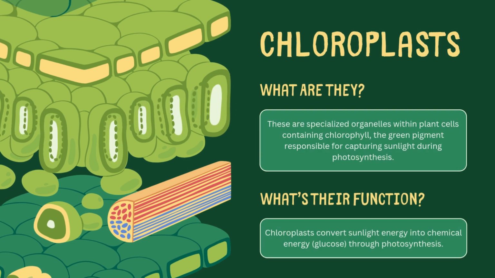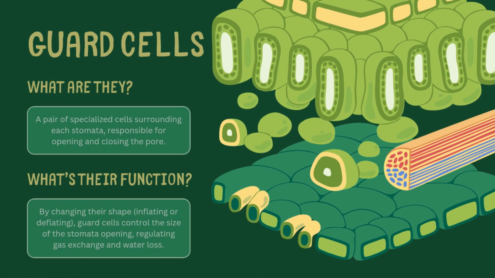Next comes the chloroplasts. These are specialized organelles within plant cells containing chlorophyll, the green pigment responsible for capturing sunlight during photosynthesis. Chloroplasts convert sunlight energy into chemical energy, that is glucose, through photosynthesis.